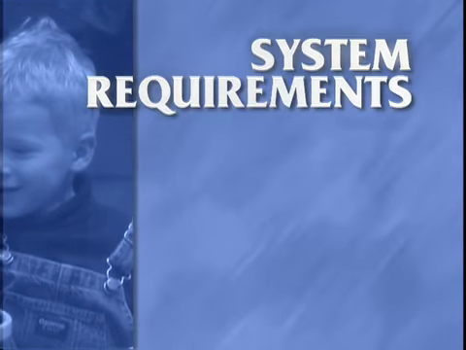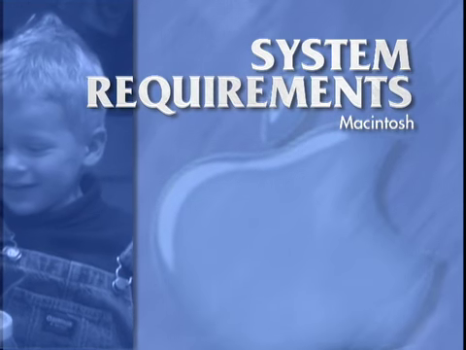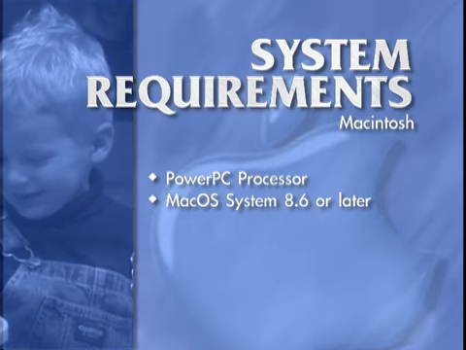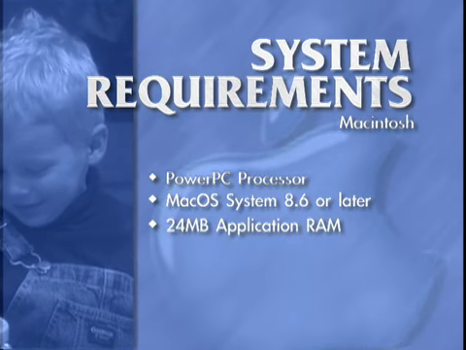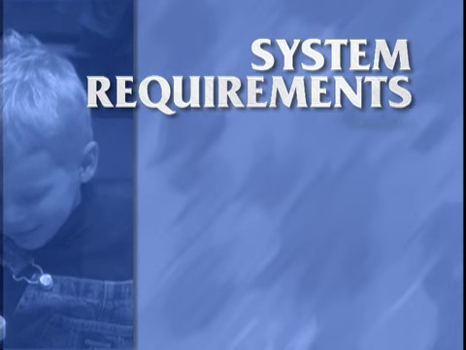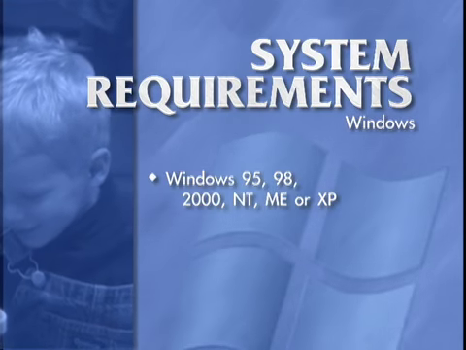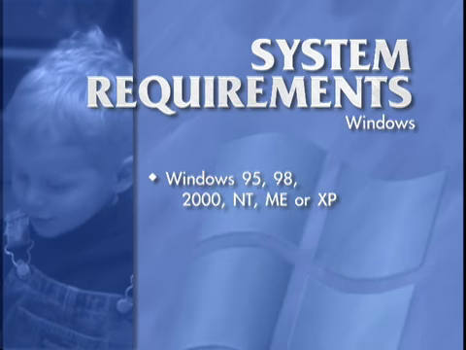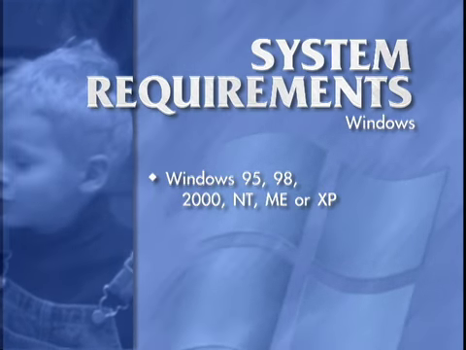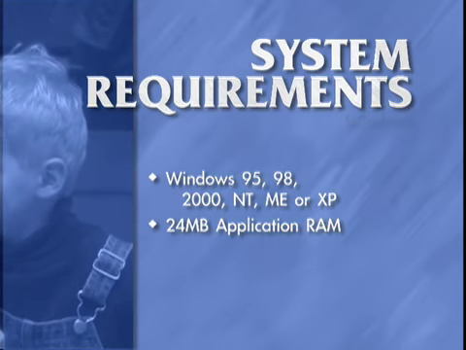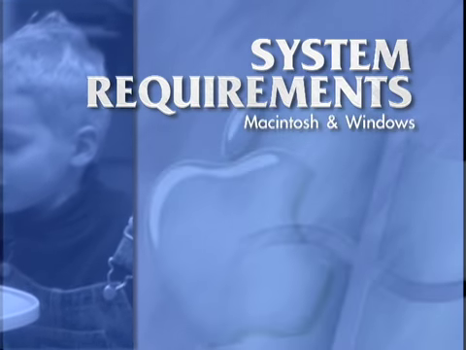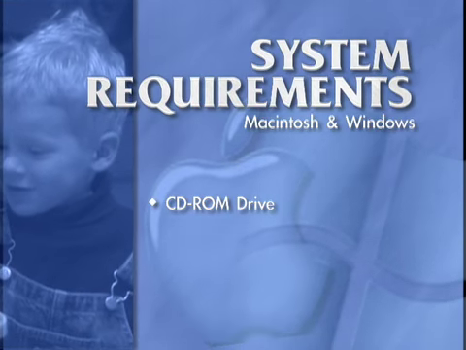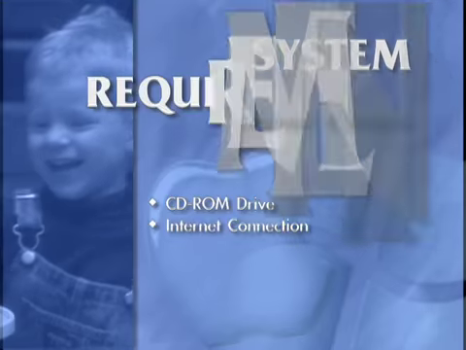The system requirements for Report Card Maker on a Macintosh are any PowerPC processor running System 8.6 or later with a minimum of 24 megabytes of application RAM. For Windows computers, you'll need Windows 95, 98, 2000, NT, ME, or XP with a minimum of 24 megabytes of application RAM. For either platform, you'll need a CD-ROM drive to install from a CD. If installing from a download, a connection to the internet is required.